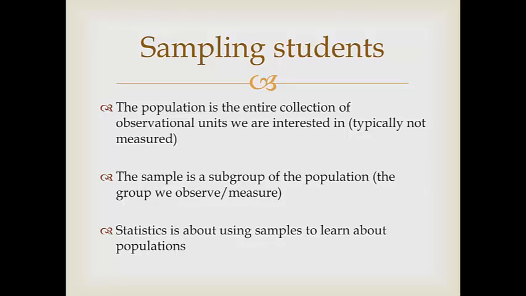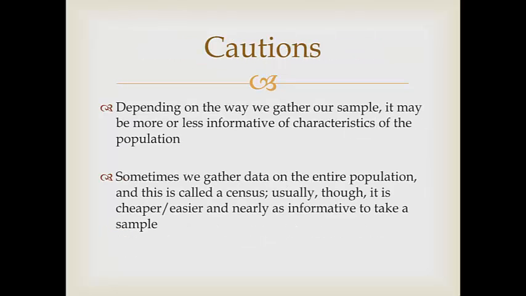Statistics as a discipline is really about using samples, those subgroups, to learn about populations, the entire collection we're interested in. Depending on the way we gather our sample, it may be more or less informative of characteristics of the population. And while sometimes we gather data on the entire population, called a census, typically it's cheaper and easier and nearly as informative to just take a sample.